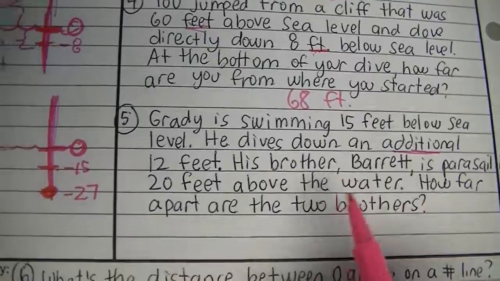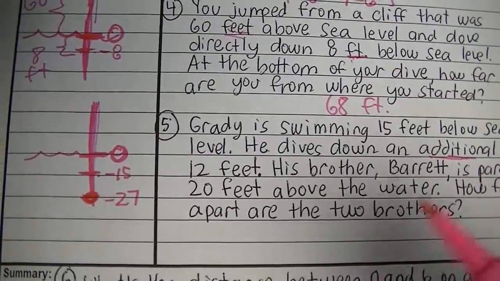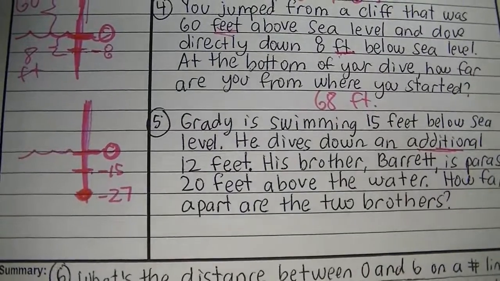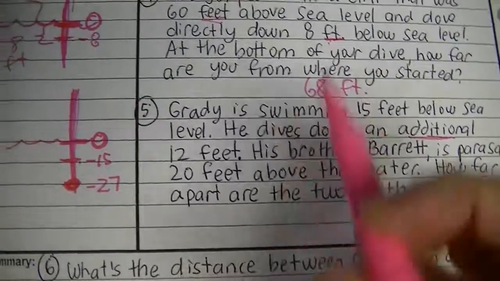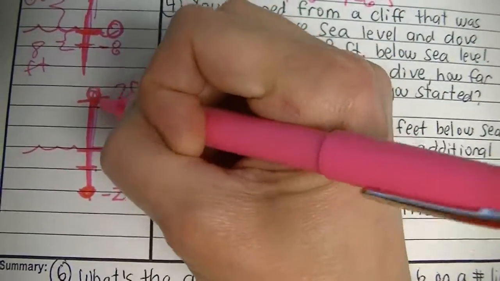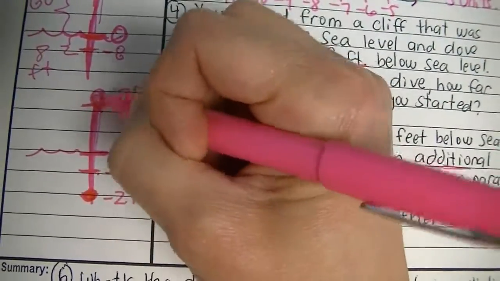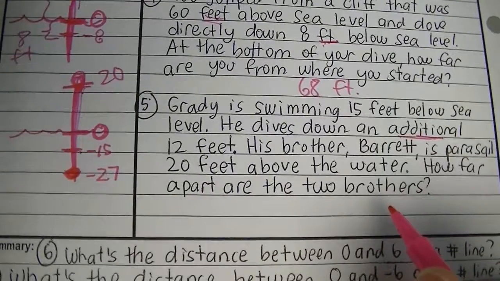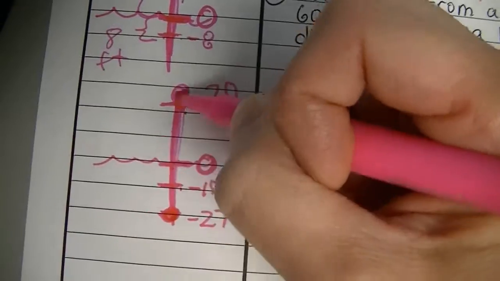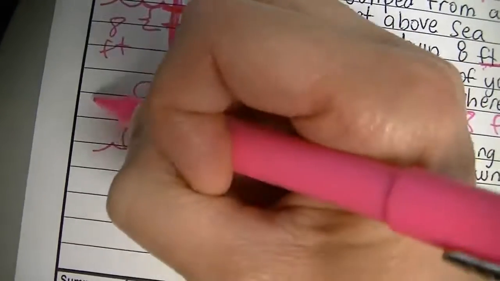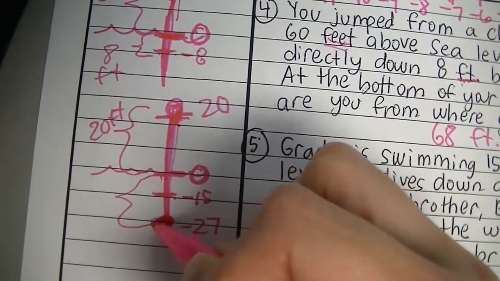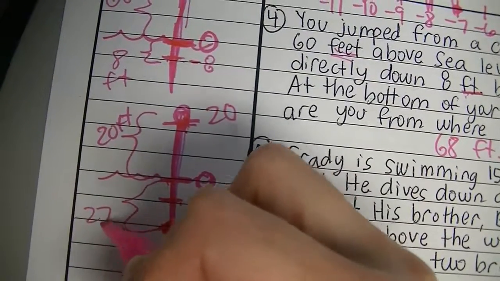And his brother Barrett is parasailing, so he's up in the air. Parasailing means when you're getting towed behind a boat, but you're up in the air with kind of a parachute. And he's 20 feet above the water, so he's up there. Okay, so there's Barrett, and there's Grady after he dove down further. And we need to know how far apart are the two brothers. Okay, so think about that. The distance from here to here is 20 feet. Okay, and then the distance from right here to right here is 27 feet.